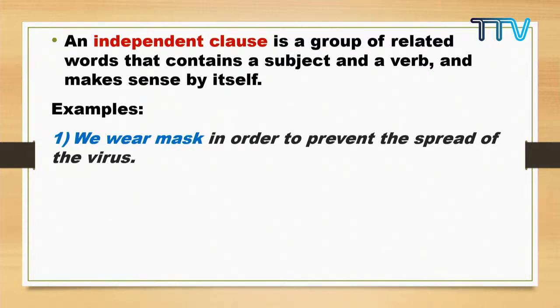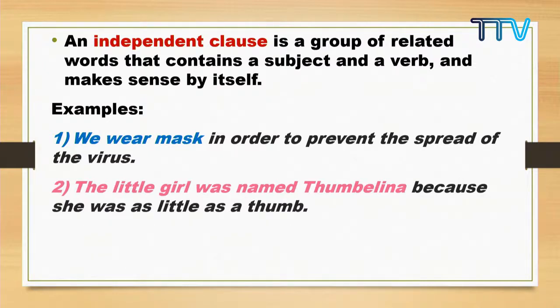And the second example: the little girl was named Thumbelina. Do you remember the story we read yesterday? Yes, the Thumbelina story. The first example is from the session I took for the students of class 7 and 8, COVID-19 and all, right? So, the little girl was named Thumbelina because she was as little as a thumb. The independent clause in this sentence is "the little girl was named Thumbelina." Though this is a part of the sentence, it can stand alone. It makes sense by itself. If we put a period after this, it is a complete sentence.